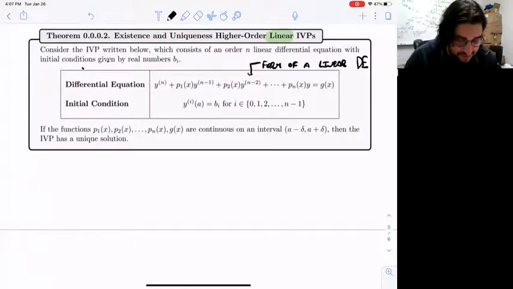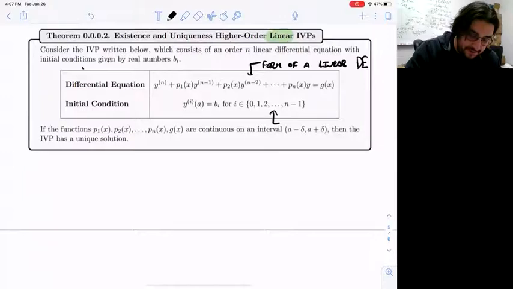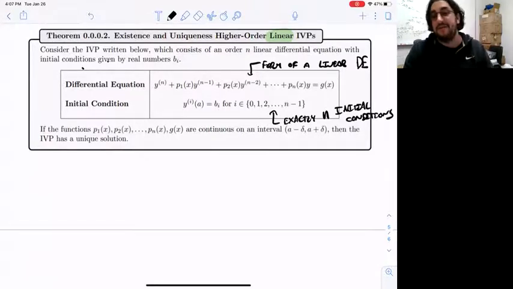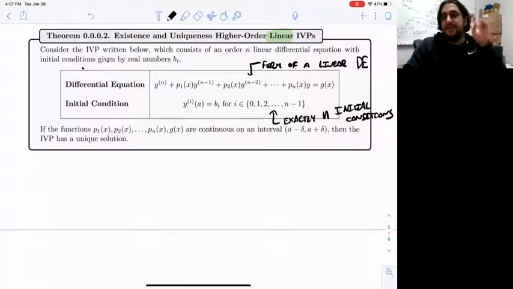Also notice here, we need the right number of initial conditions, right? This is saying that it's an nth order equation, and there are exactly n initial conditions, right? So that's also saying that you need the right number of initial conditions. The first order equation just takes one initial condition. Second order takes two initial conditions, and so on.